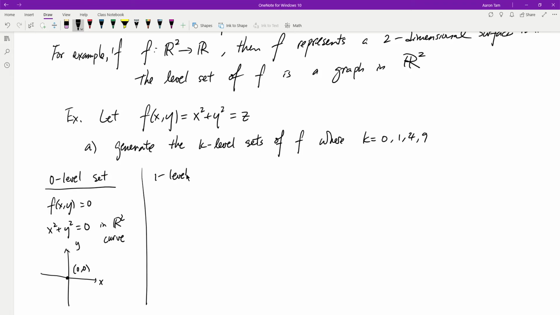Now let's see what happens as I move into a higher level set. Notice that k equal 1, 2, 4, 9 is kind of like you raising up the level from level 0 to level 1 to level 4 to level 9. Okay, so one level set would be f of x, y equal to 1, therefore x squared plus y squared equal to 1. And guess what? X squared plus y squared equal to 1 is a circle of radius 1.